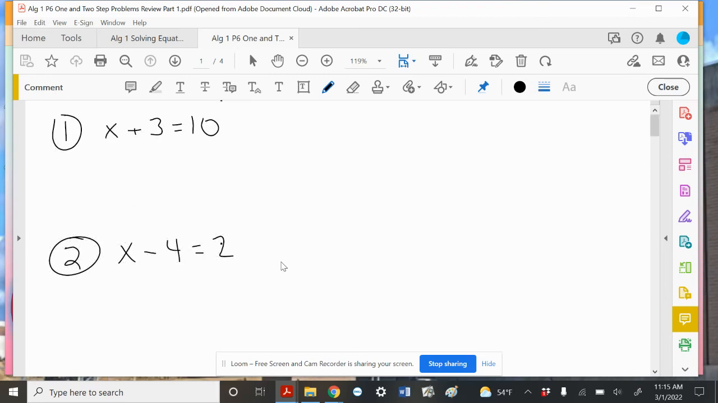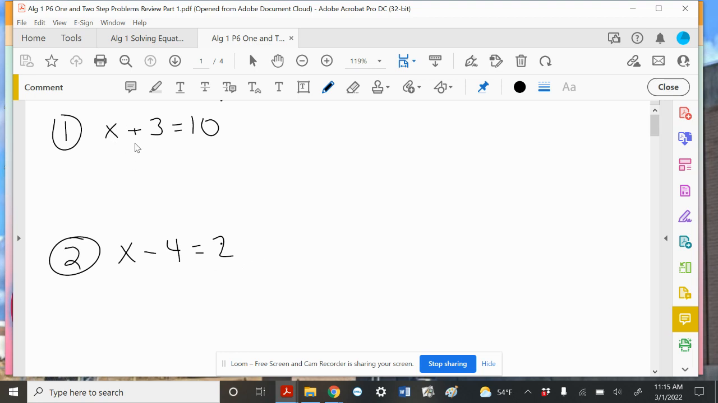What I want to do today is go through Algebra 1, one-step and two-step problems. And these are review problems to check your understanding of the assignment. And so I want to walk through these and some of the steps that we've done in algebra at the very beginning of the year.